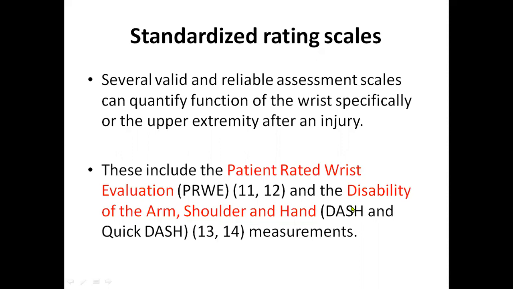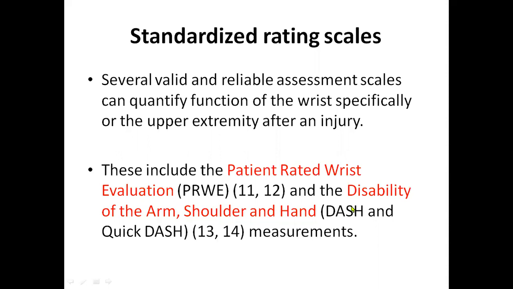There are two versions of this. Another version is the QuickDASH as well, and both are validated as well as reliable assessment scales. Reliable means it gives the same results again and again. That is a reliable scale. When it is used by a single person at different times and gives the same results, it is known as intra-rater reliability.